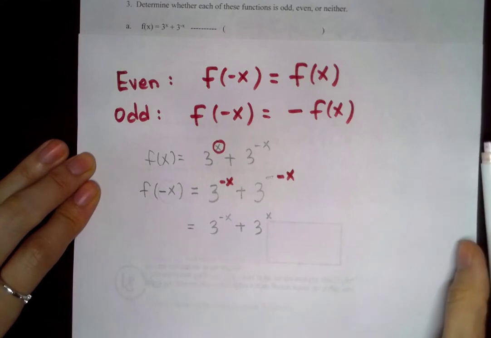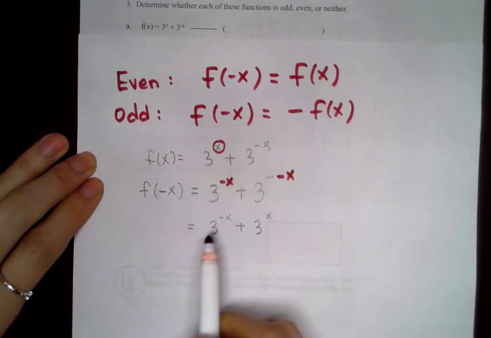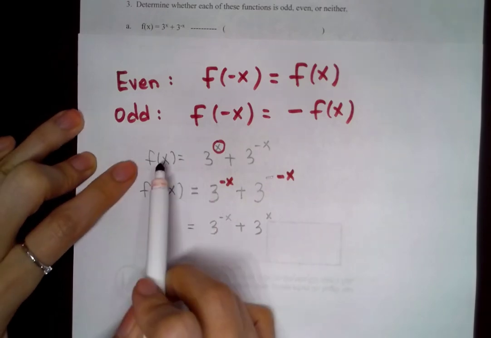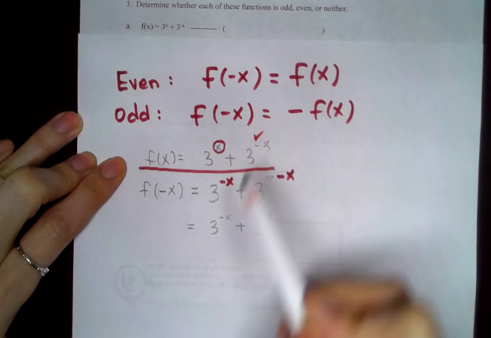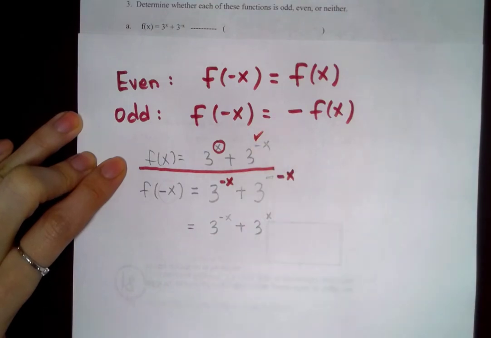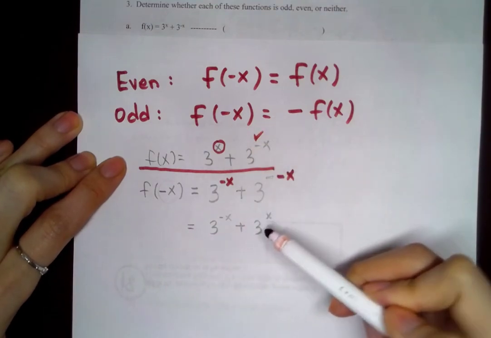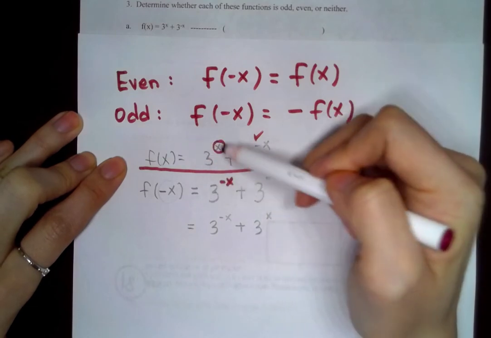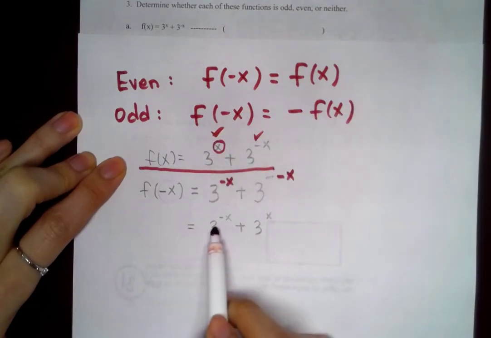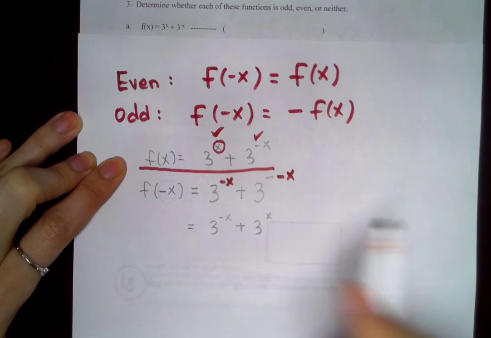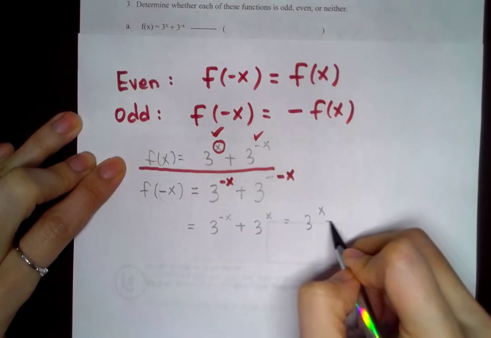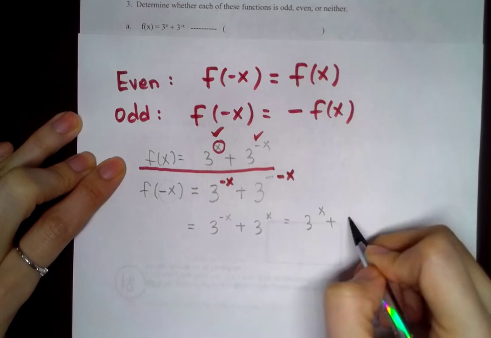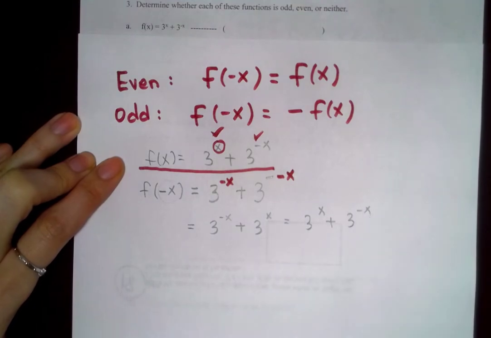Let's compare to my original function. So I got 3 to the negative x. Do you have it in your original function here? Yes, it's right here. It's exactly the same thing, right? And then what about 3 to the x? Yes, it's right here, right? So you have both. This one over here, this one over here. You can just change the order. Doesn't matter. You can write 3 to the x first, 3 to the negative x later, right?